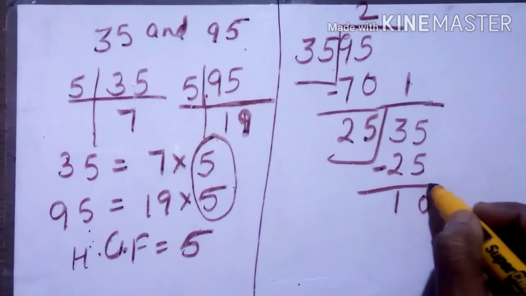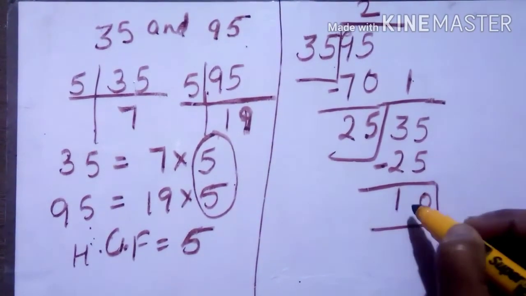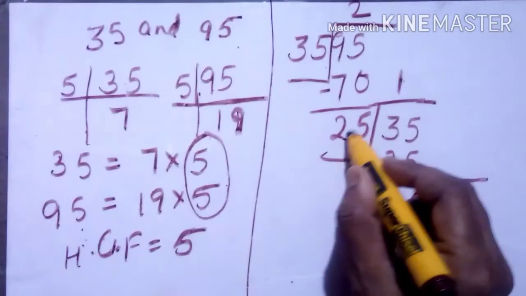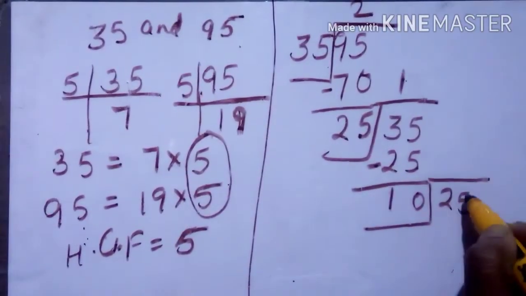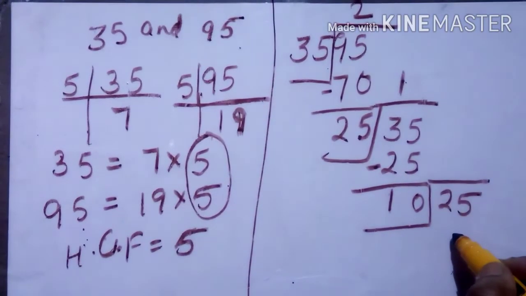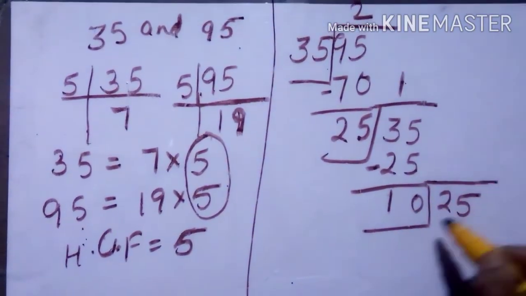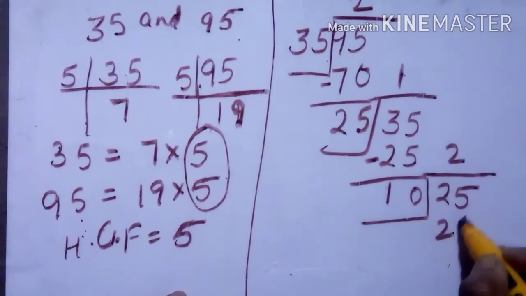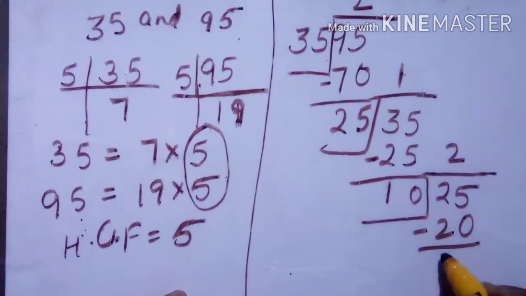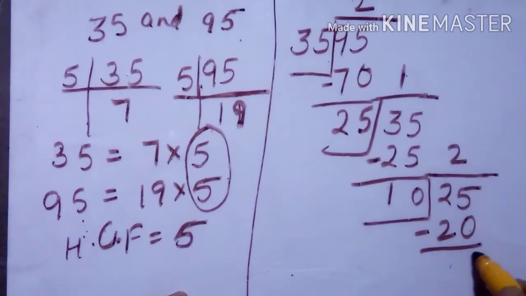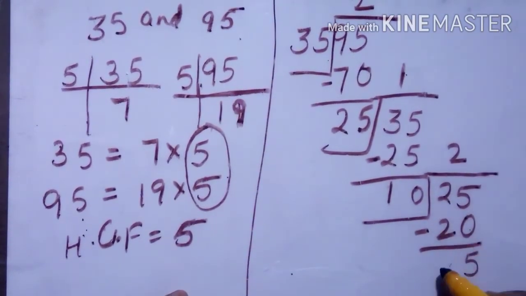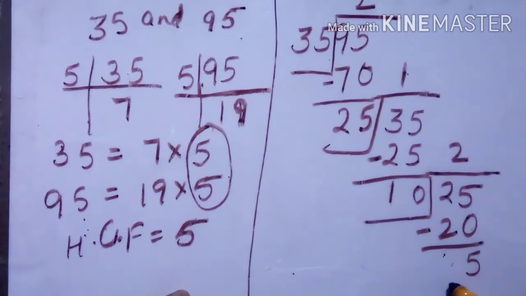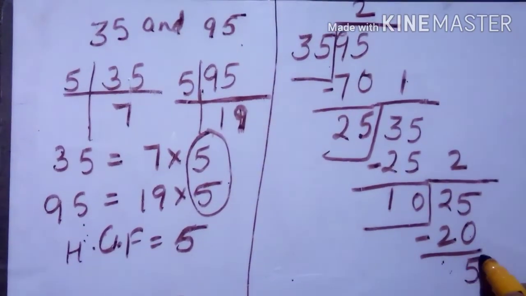10. Now again this remainder 10 becomes the divisor and the previous divisor becomes the dividend, 25. Write 25 as dividend. Now again we have to divide. 10 how many times 25? 10 2 times 20. When you subtract, you get 5 minus 0 is 5, 2 minus 2 is 0. So you get 5 as the remainder.